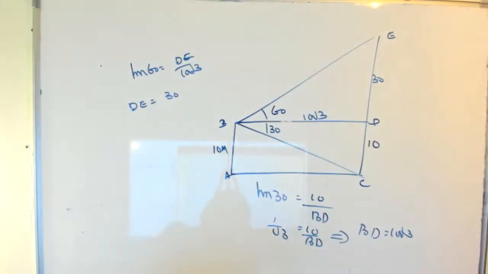The angle of elevation of a cloud from a point 60 meters above a lake is 30 degrees. And the angle of depression of the reflection of the cloud in the lake is 60 degrees. Find the height of the cloud.